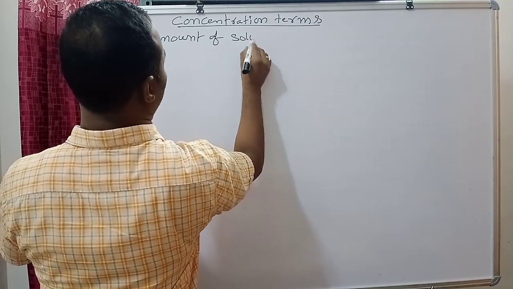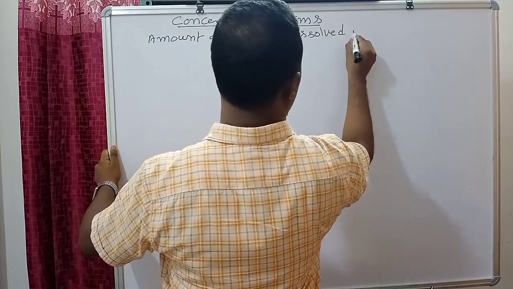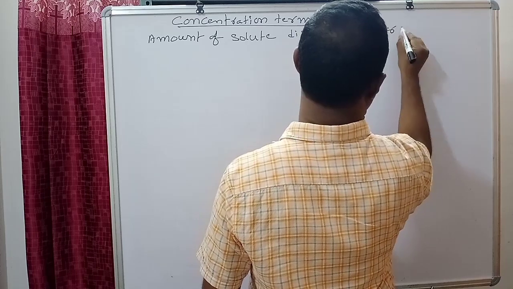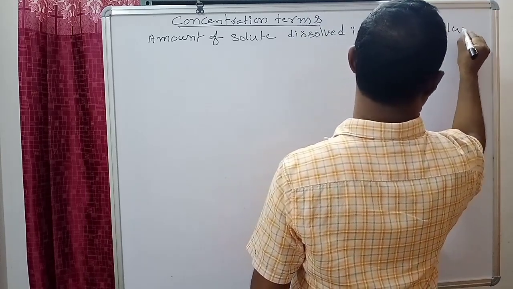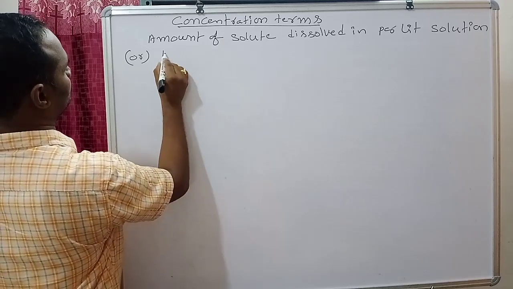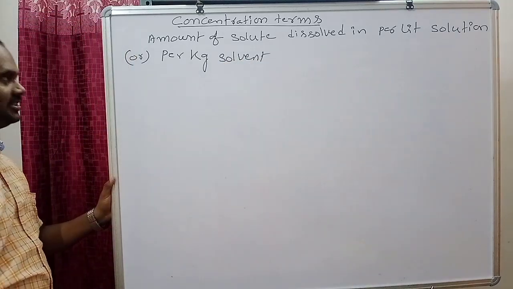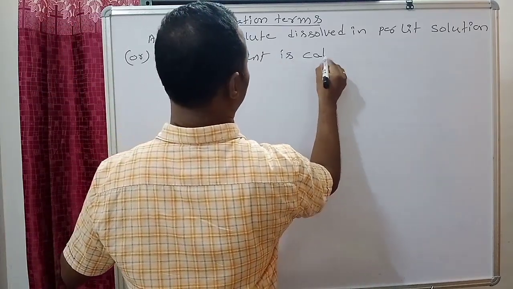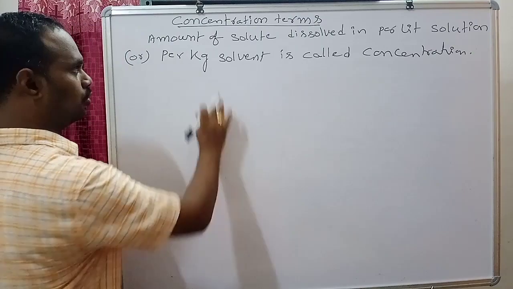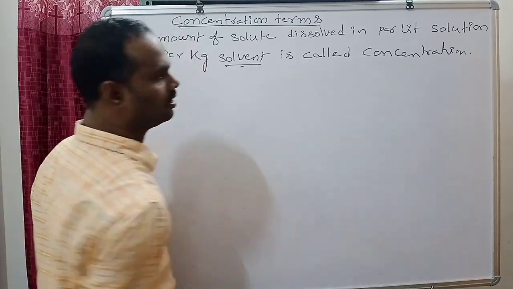The amount of solute dissolved in per liter solution or per kg solvent is called concentration.